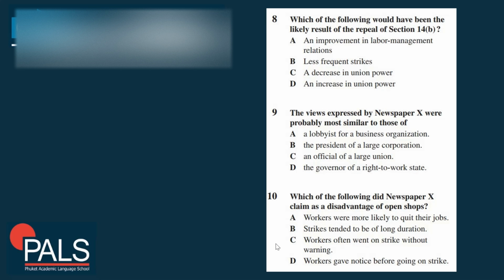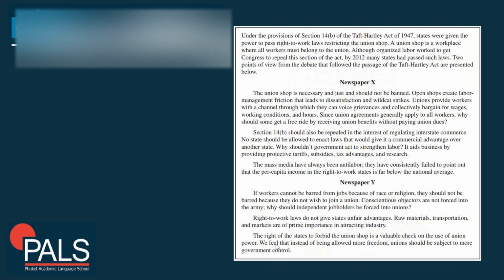So A, workers were more likely to quit their jobs. B, strikes tended to be of long duration. C, workers often went on strike without warning. Or D, workers gave notice before going on strike. This question requires you to look at the text and infer the meaning of one of the terms used.